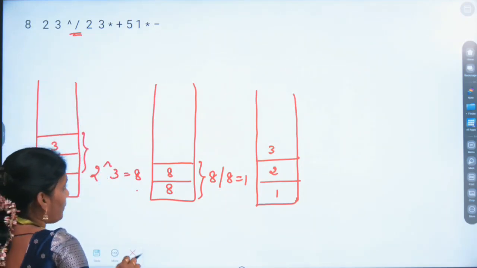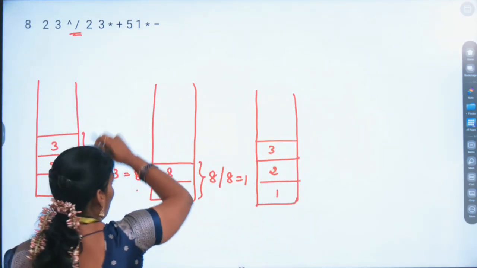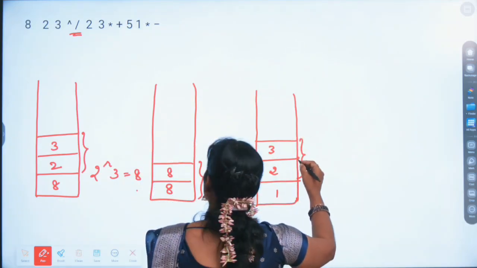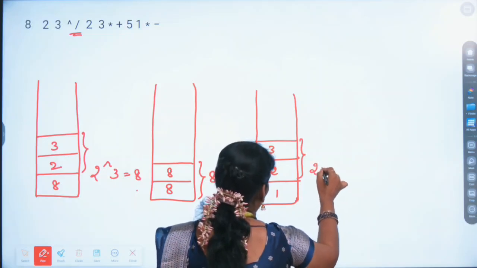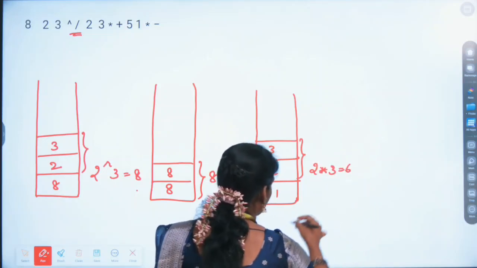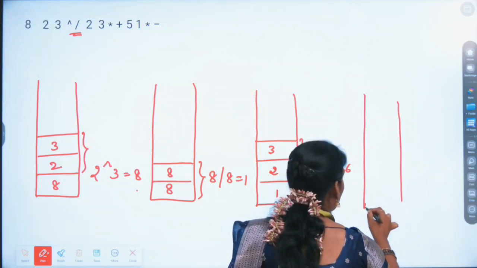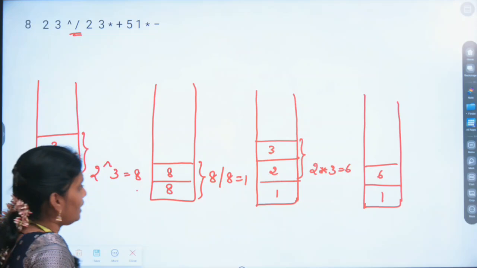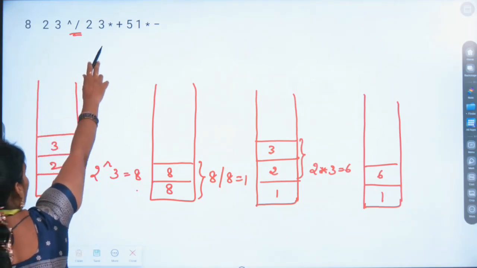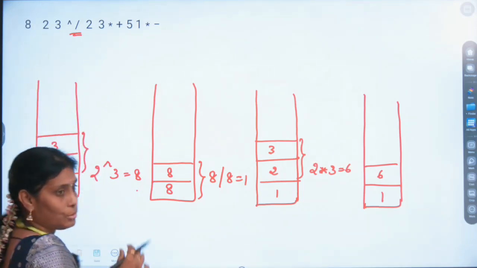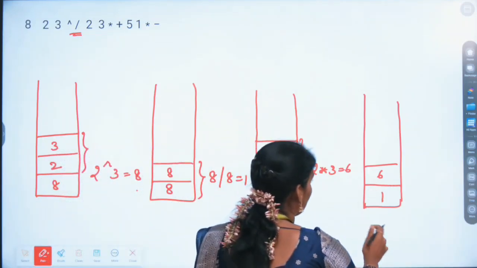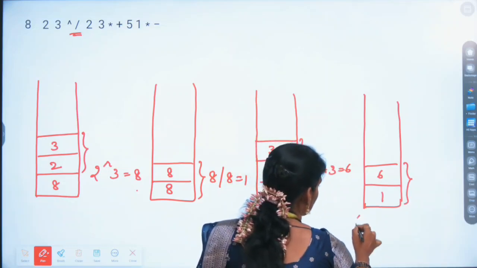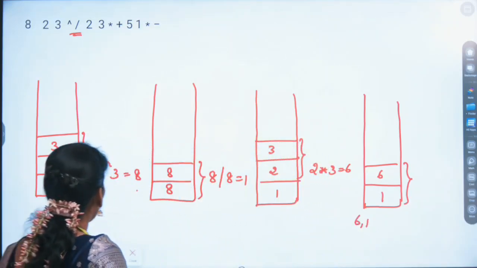So next symbol is an operator. If it is an operator, then you have to pop out the top two elements from the stack, then do the multiplication operation. So 2 into 3 equals 6. Then this value is pushed back onto the stack. So in the question, once the first asterisk operator is evaluated, what are the top two elements available in the stack? The top two elements are 6, 1. So this is your answer for the above problem.